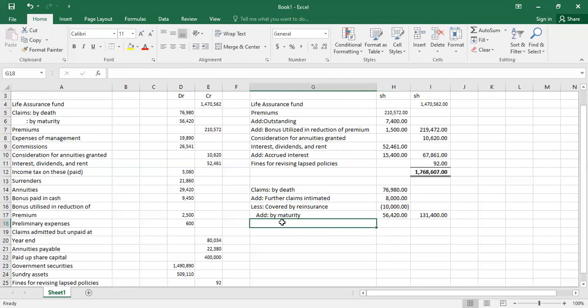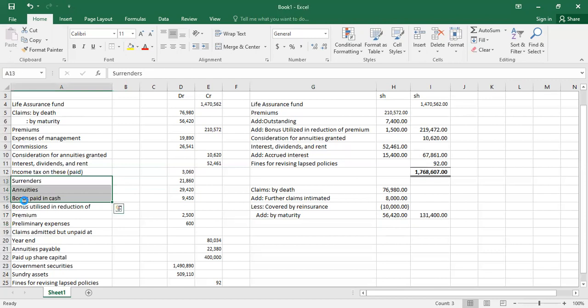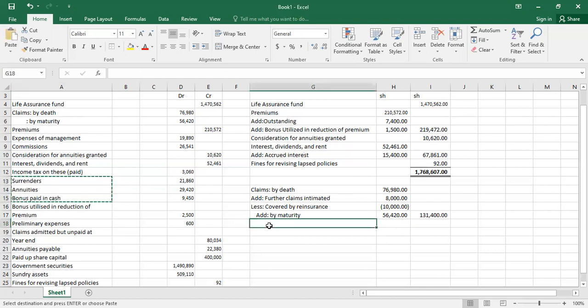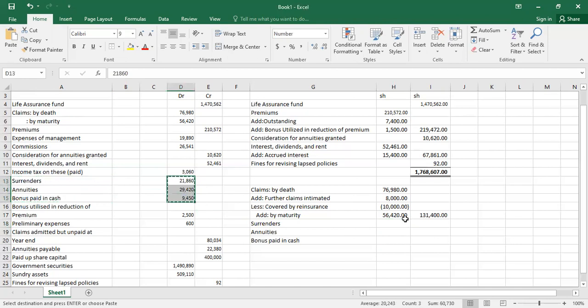We go on. So the other figures, I'll just pick them as they are. Surrenders, annuities, bonus in cash. Copy. Paste. The amounts are not changing. So I copy, I paste. What else? $94.50.